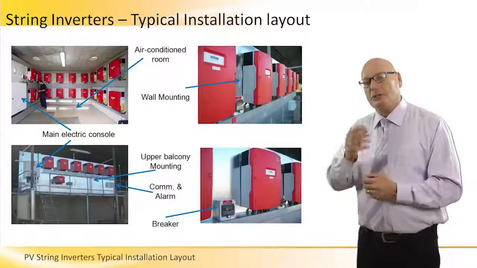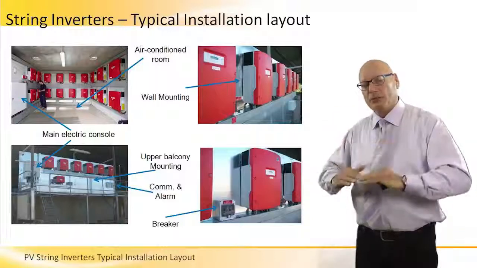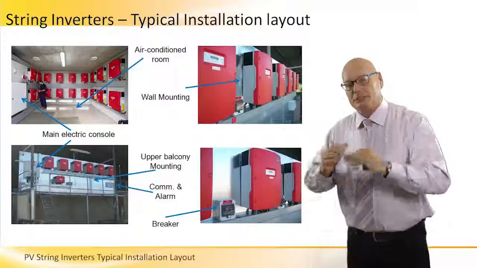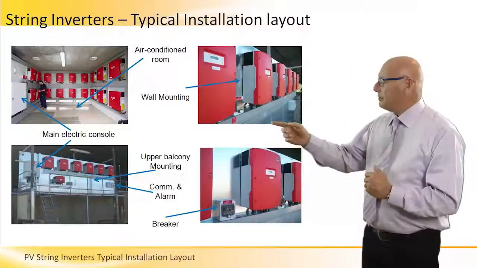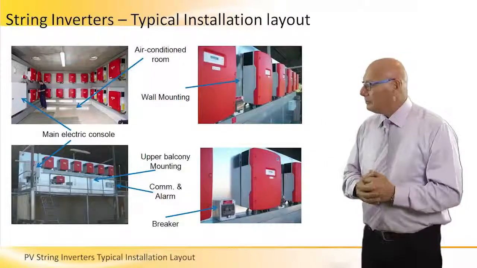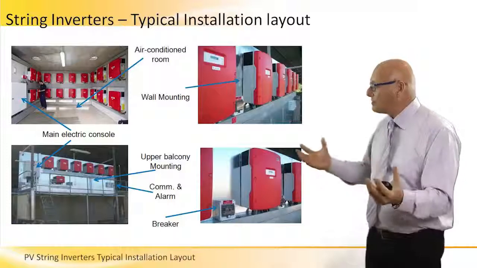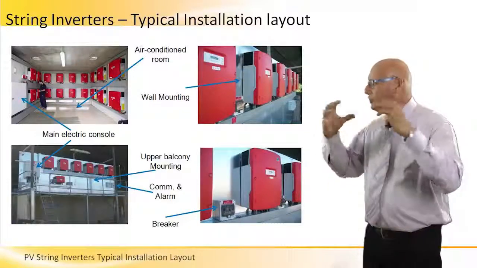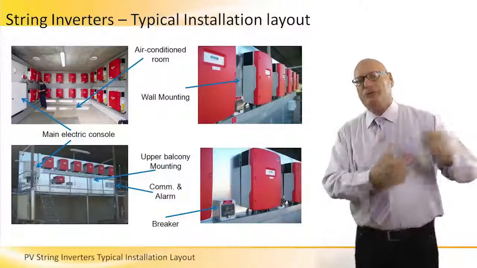The heat is accumulated. We have to keep down the temperature in that room in order to increase the efficiency of the inverters themselves. There's a main electric console on the left part of the left picture, which collects all the AC lines coming out of all the inverters into one big main electric console and out to the grid.